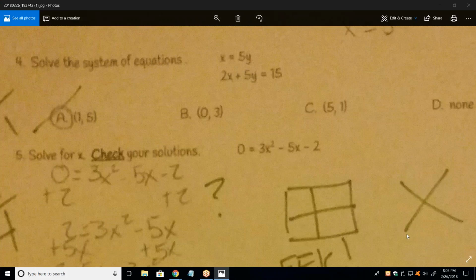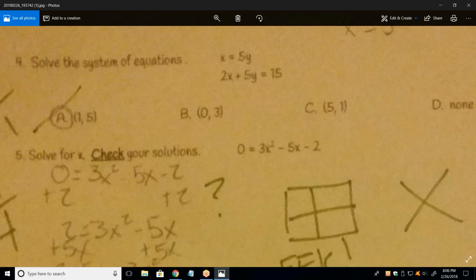Got the other, we can go back to 1. So, solve the system of equations. What two methods have they taught you for solving a system of equations? Substitution and elimination. Okay, very good. And which method are you going to use here?